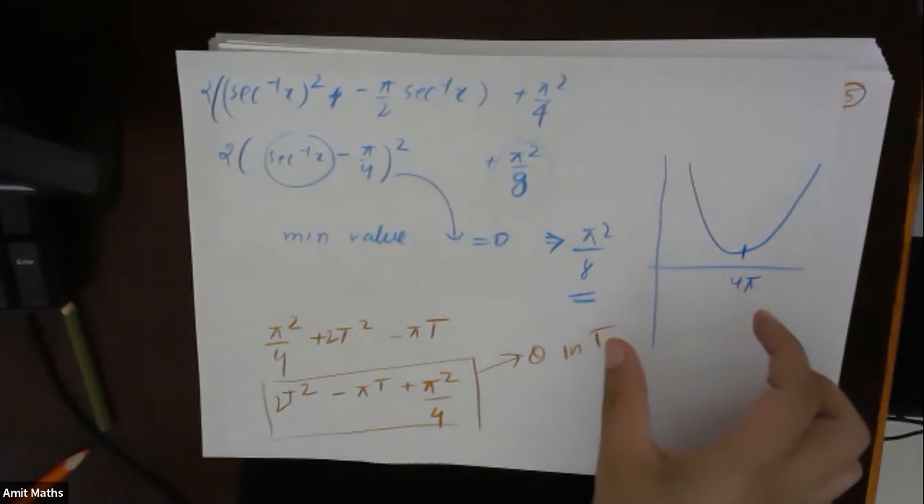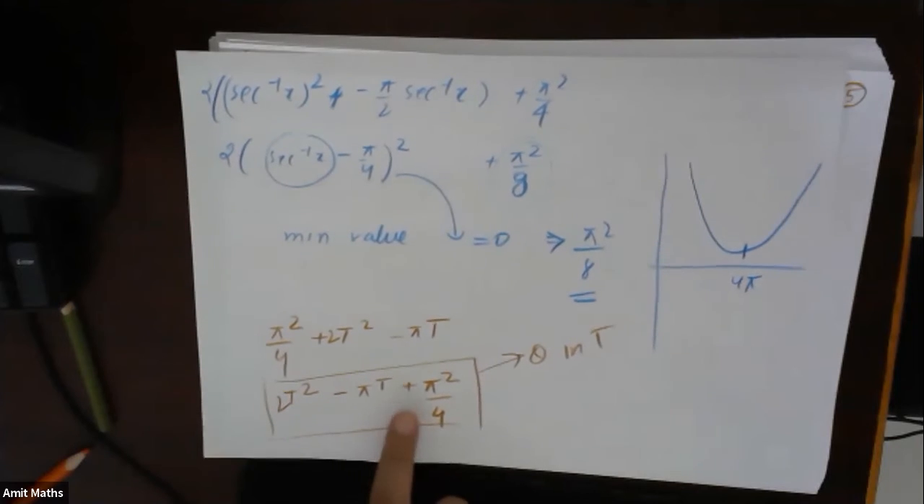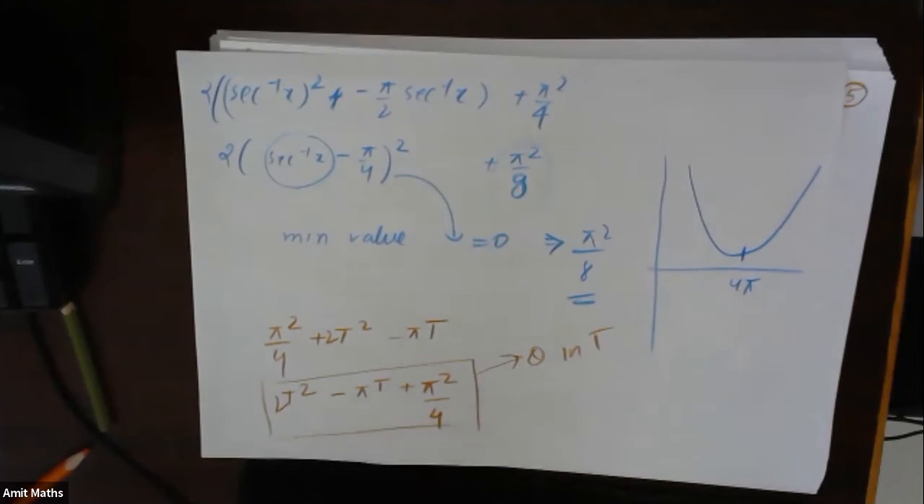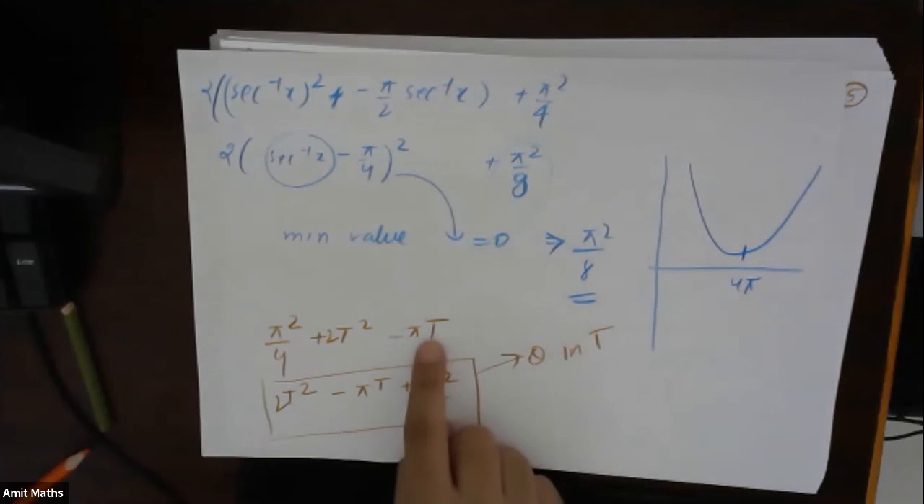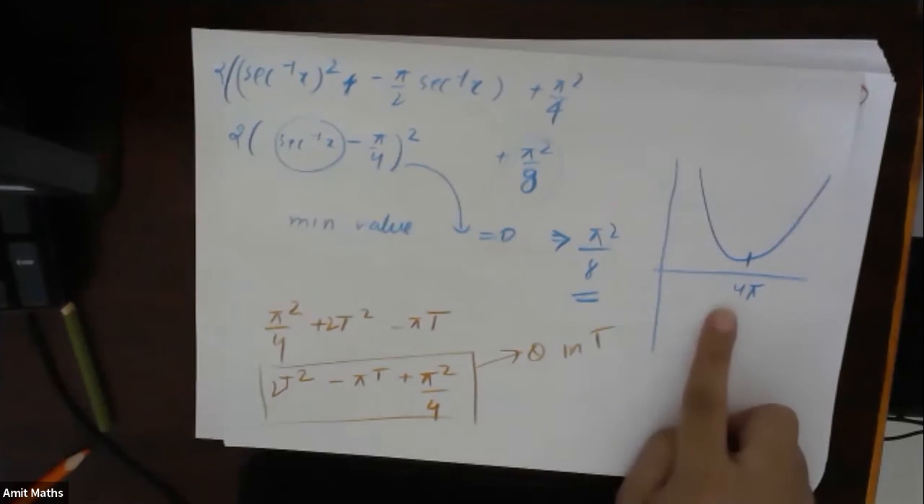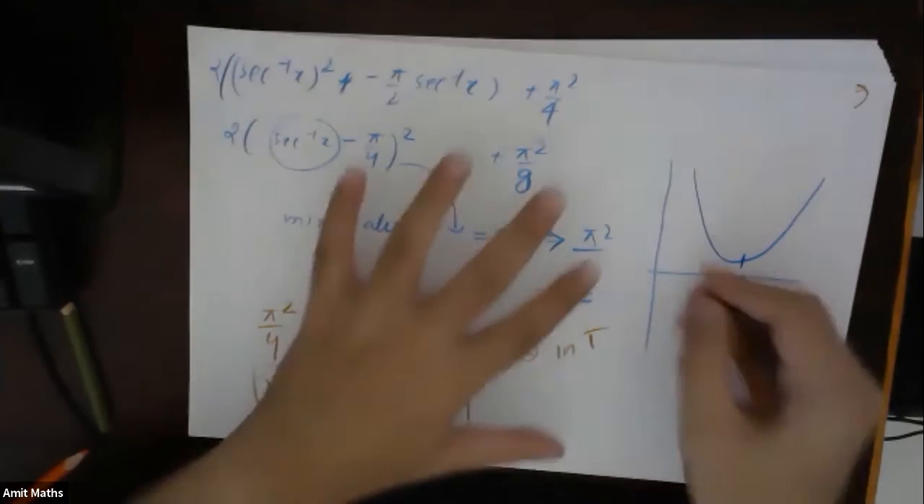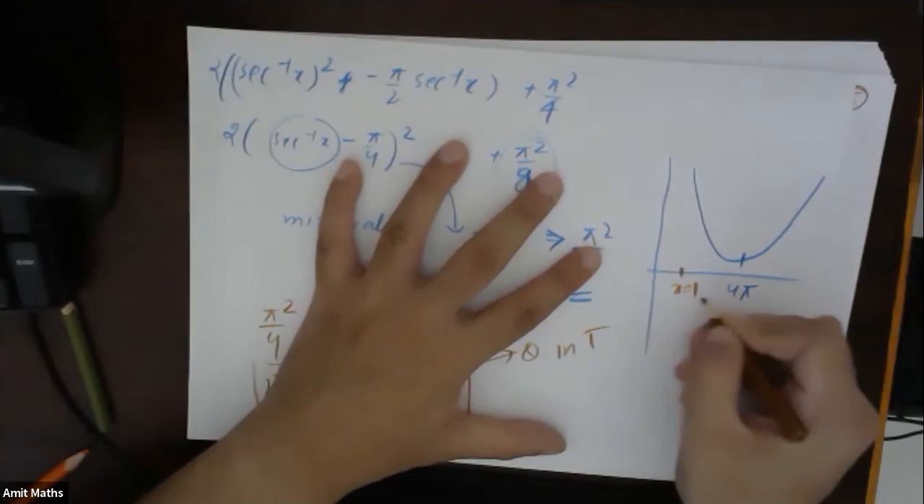But this quadratic in t, suppose it was only sine inverse of x. This t quadratic we got in sine inverse of x. So what can be the maximum value of sine inverse of x? The maximum value of sine inverse of x can be only when x is equal to 1, right? And here we are getting 4 pi. So this is much way beyond. So we will only stop at which value? We will only stop at x is equal to 1, right?